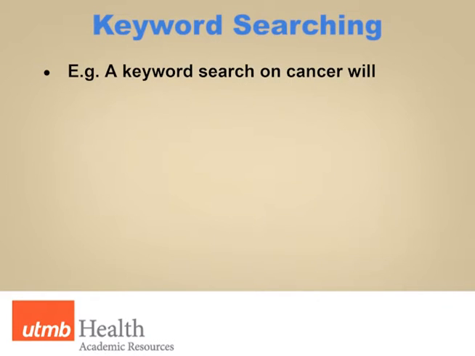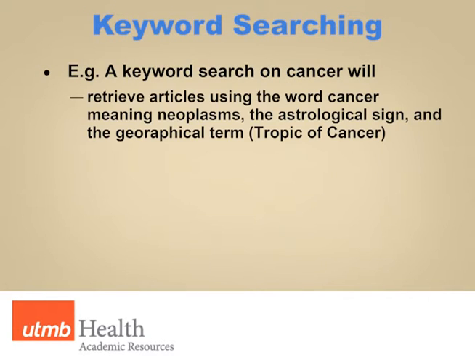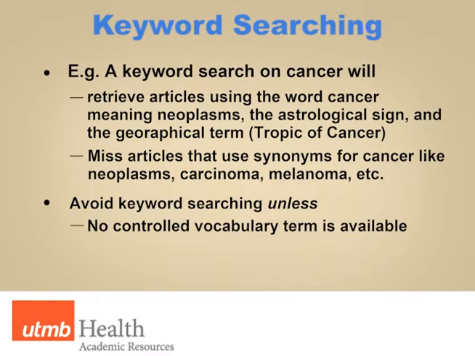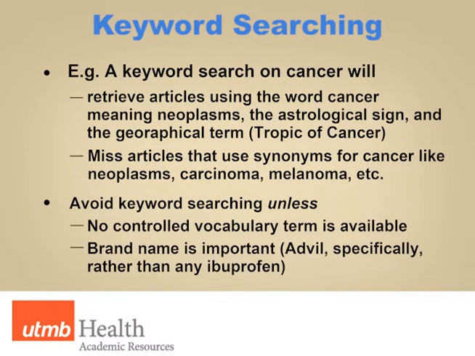Another keyword search example with cancer. It will retrieve articles using the word cancer meaning neoplasms, the astrological sign, and the geographical term, Tropic of Cancer. It will miss articles that use synonyms for cancer like neoplasms, carcinoma, melanoma, etc. Avoid keyword searching unless there is no control vocabulary term available or if brand name is important.